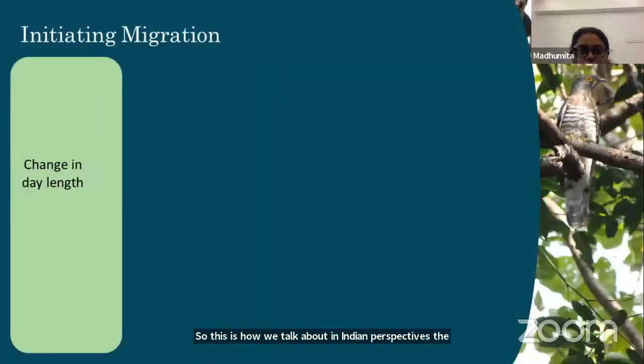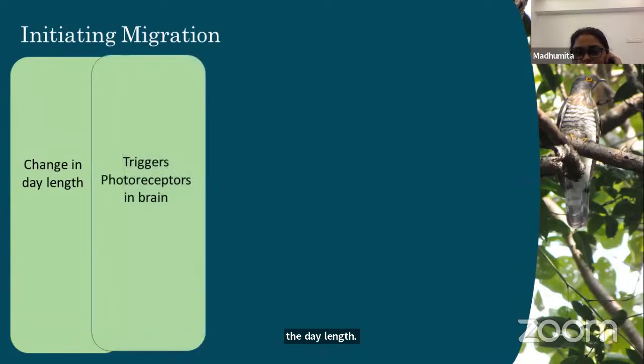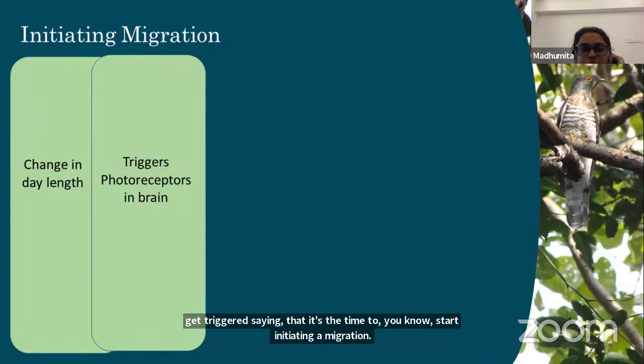How does the initiation of migration happen? Consider yourself somewhere around Russia. You see a gradual change in the day length. The birds have photoreceptors in the brain which get triggered, saying that it's time to start initiating your migration. So you need to work towards it, you need to prepare for it.